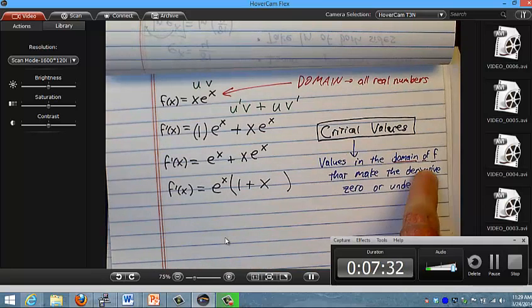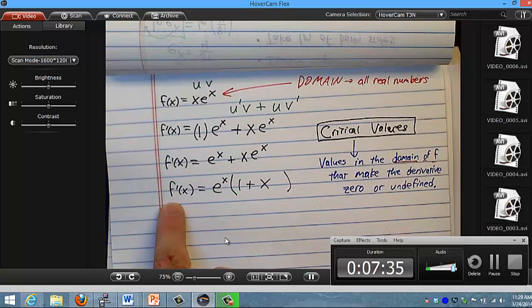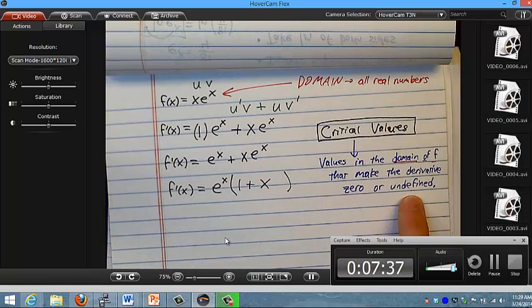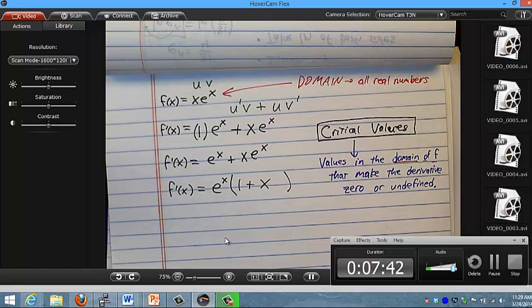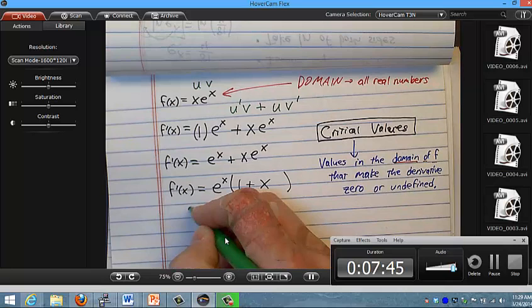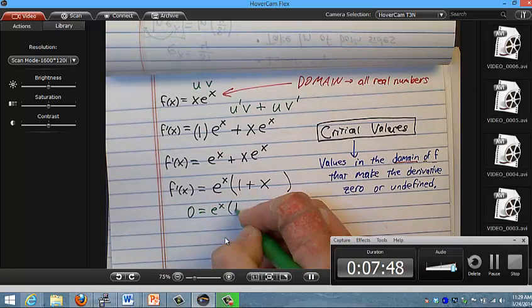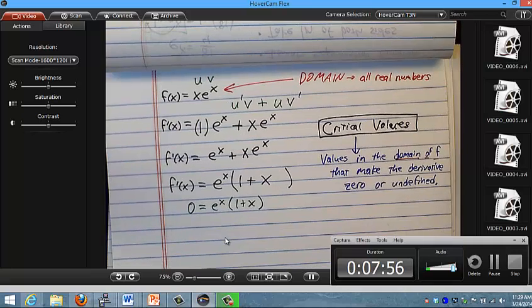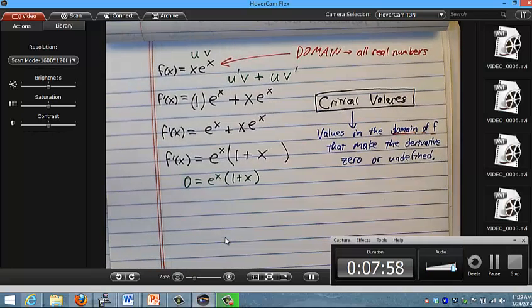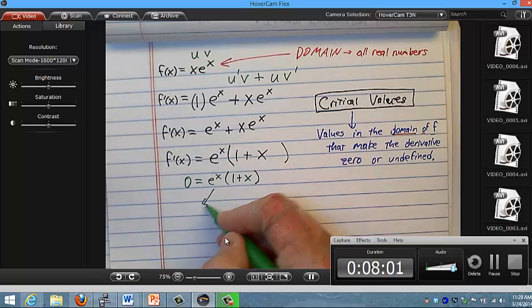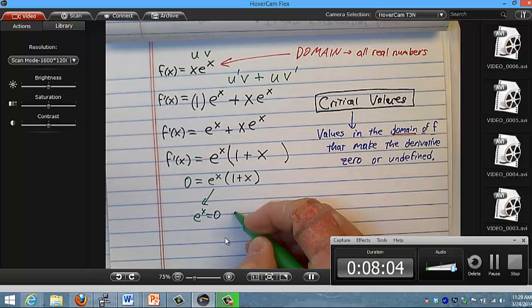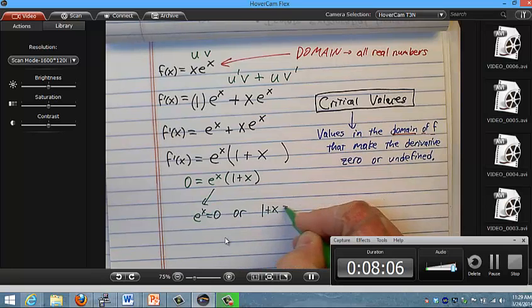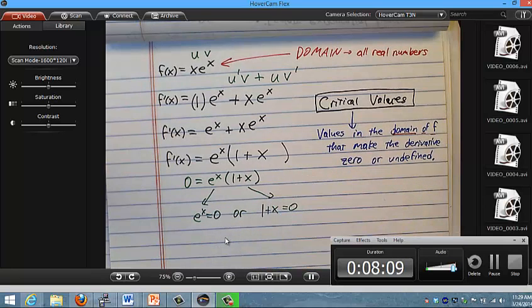But what I want to do is find values that will make this derivative either 0 or undefined. Well, it turns out that to make it 0, you basically have to solve this equation, right? 0 equals e to the x times 1 plus x. Now you can see why I factored it. That just makes it easier to solve because we know that either e to the x equals 0 or 1 plus x equals 0. That's how factoring works when you have something set equal to 0.